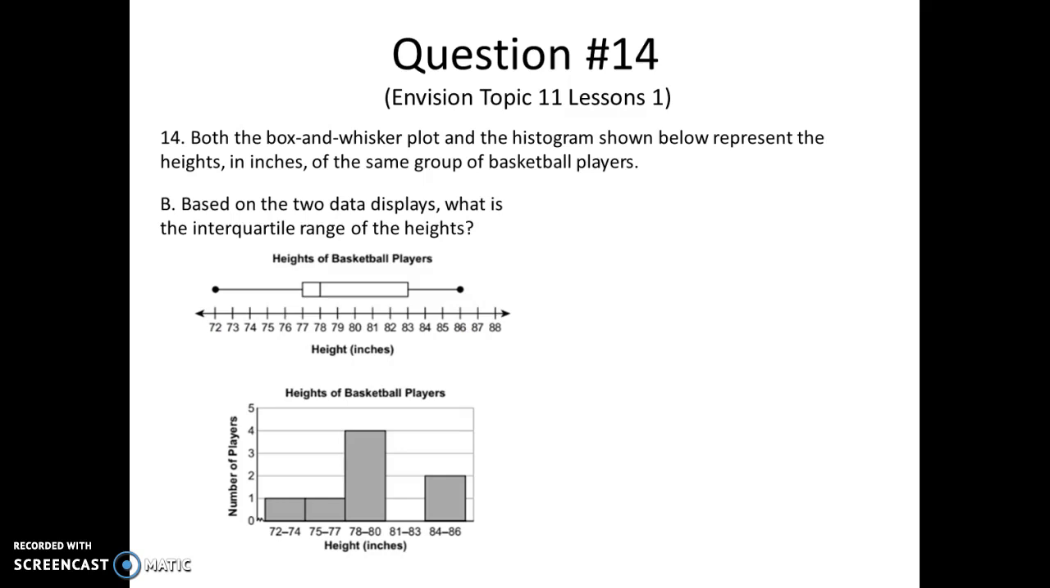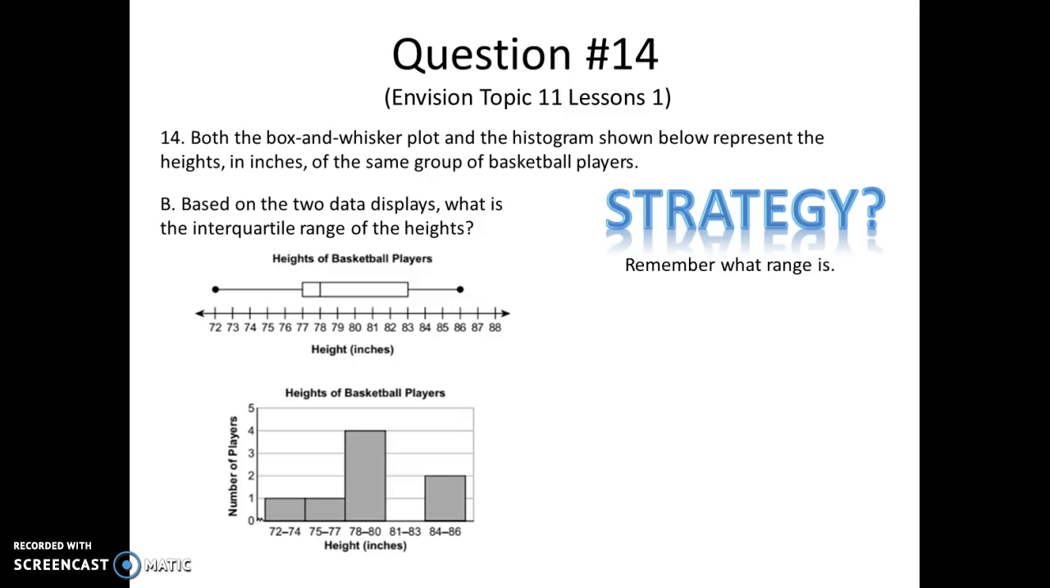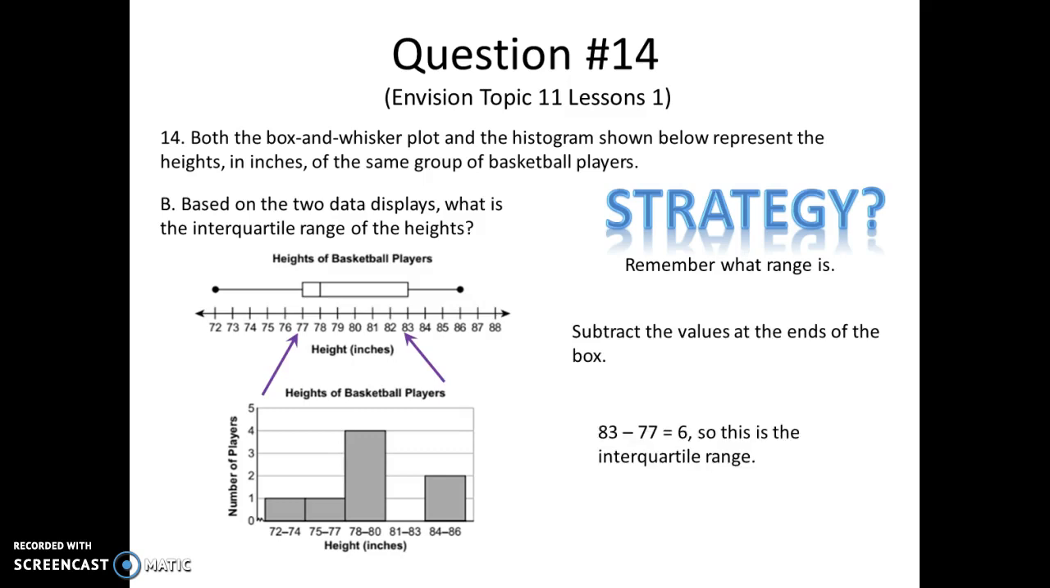Part B. Based on the 2 data displays, what is the interquartile range of the heights? How would you approach this one? The interquartile range is just the data in the box. So subtract 83 and 77 and you get 6. So remember to review box and whisker plots before the exam.